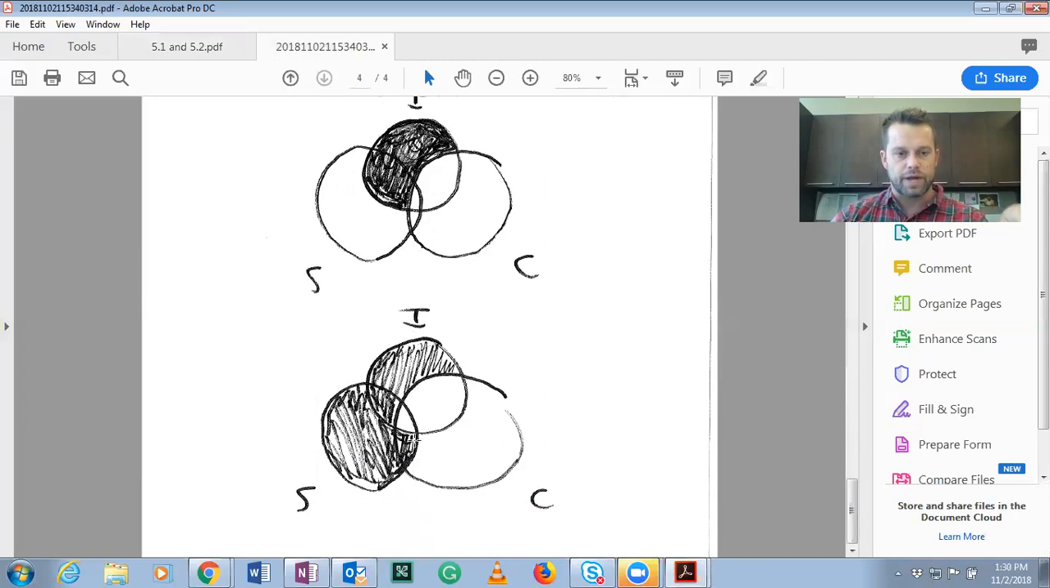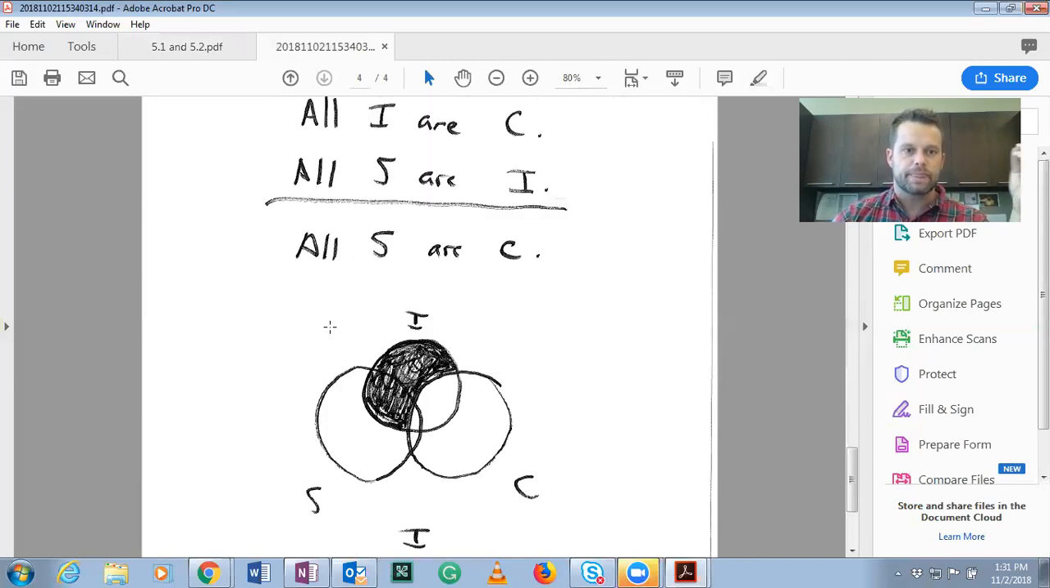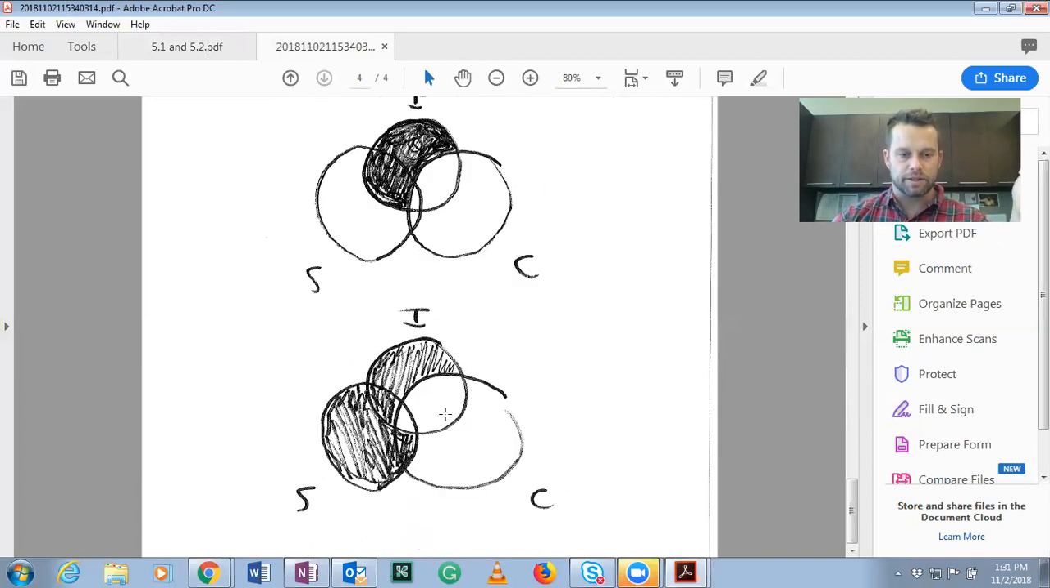So when we do that, we end up with this form. So you can see the only S's that exist now are I's. There cannot be any S's that are C's or S's that are just S's. And then we don't shade the conclusion. All S are C. Does that logically follow from this? Are all the S's that exist C's? The answer is yes. So this is a logically valid syllogism.